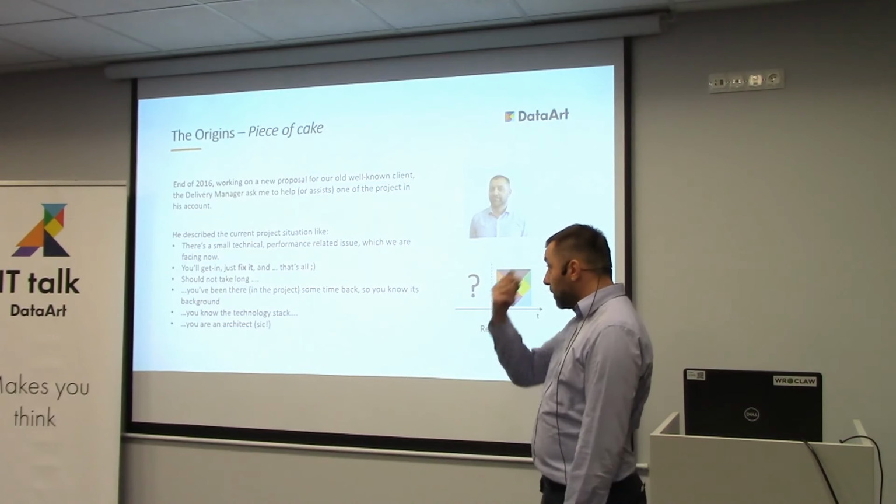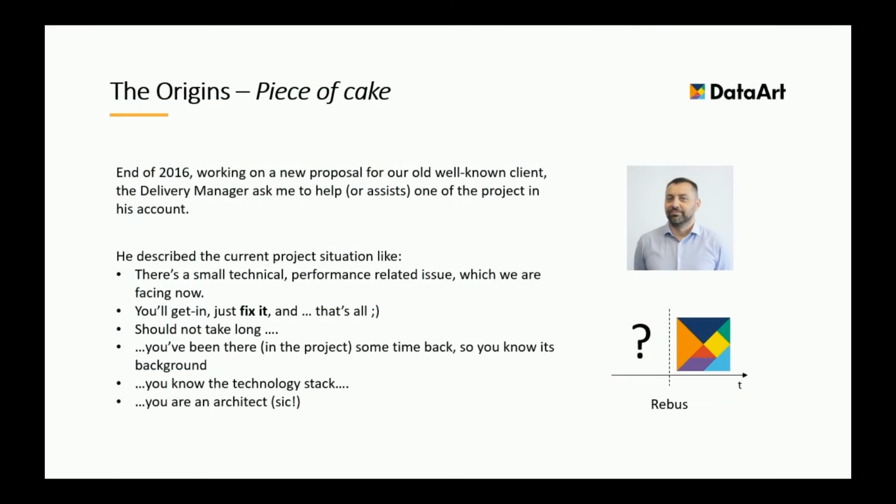So by the end of 2016, working together with a delivery manager on a proposal, I was asked to help, or rather to assist, on a project which currently had some small issues. The delivery manager described it at a very high level. He said there's a small technical issue, it's performance related, we have been facing it for quite long, so we need to fix it. You will just get into the project, fix it, and you are out. It will be a classical firefighter squad. You go in, you fix it, and bravo, you go out.